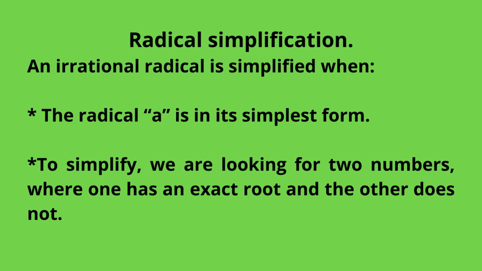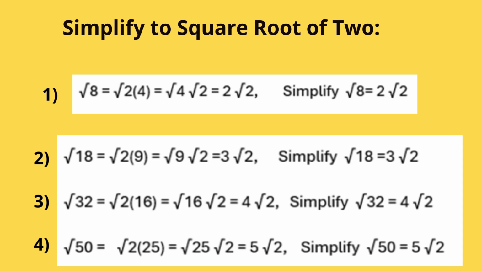To simplify, we look for two numbers, where one has an exact root and the other does not. Simplify to square root of 2. In example 1, to simplify the square root of 8, since 8 is equal to 2 times 4, the root is taken to 4 and the 2 is left with the square root.